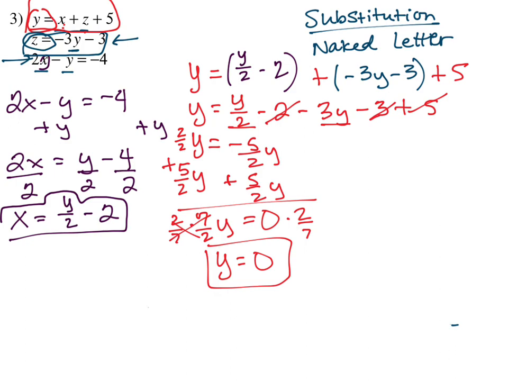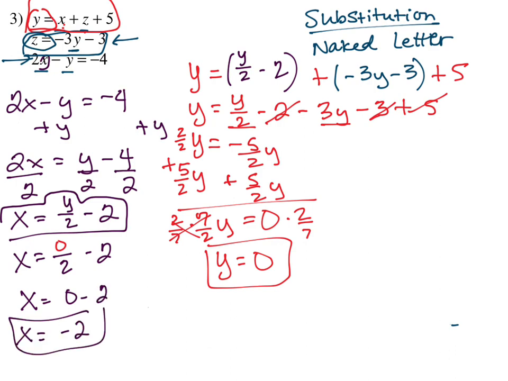So what can we do with that? Just plug into both equations for z and x. Let's go right here into our x equals equation. We've got this purple color, x equal to, and instead of y, I'm going to write 0 over 2 minus 2. What is 0 divided by 2? 0. What's 0 minus 2? X equals negative 2. Good.